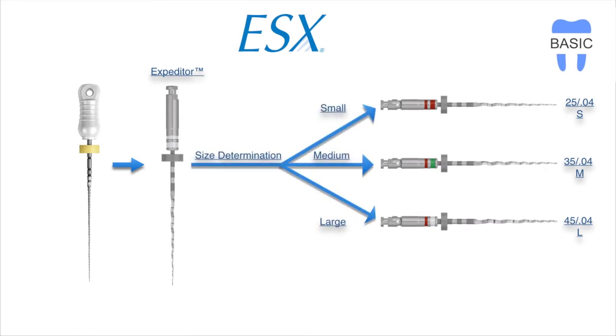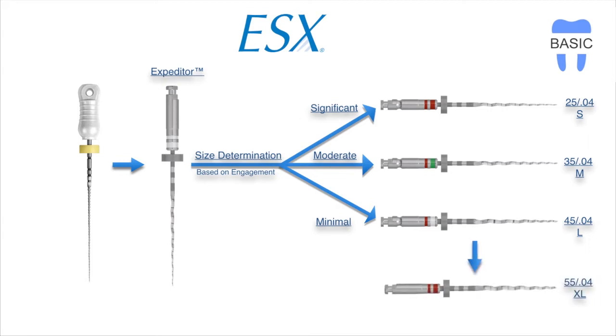What it involves is everything starts from a 15/02 hand file. Once you have a 15/02 canal, you would use a 15/05 expediter, getting it down to the end of the root, and based on how much engagement the expediter went through, you would choose between small, medium, or large ESX finishing files. You also have an extra large, which is a 55, that you would use in cases where the large goes down fairly easily. So that would be a 55 finish.